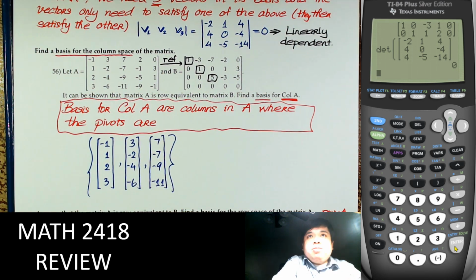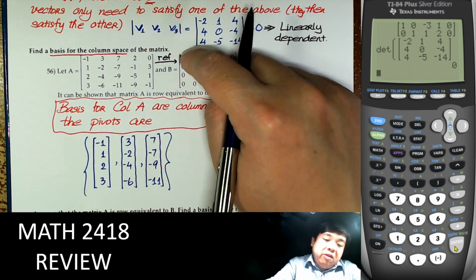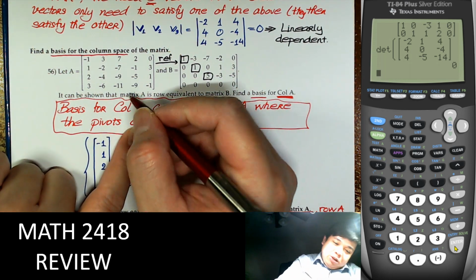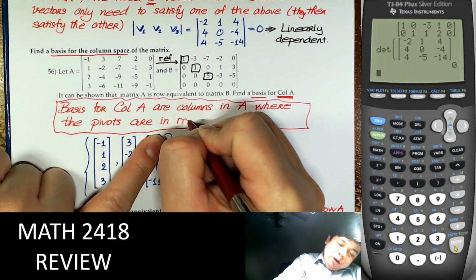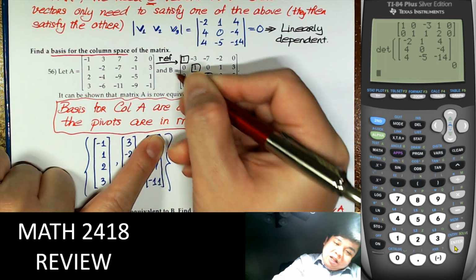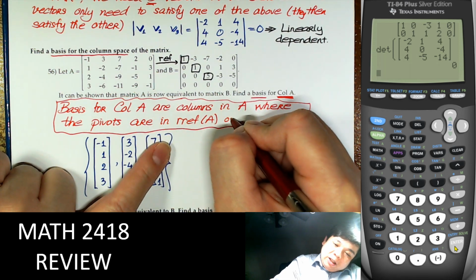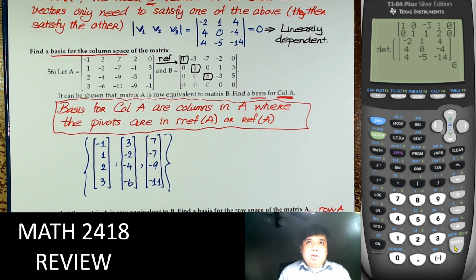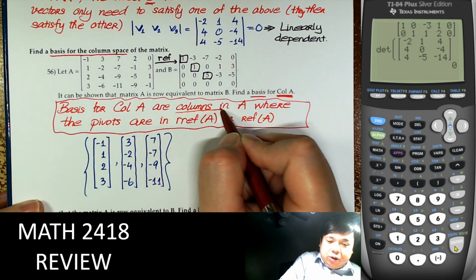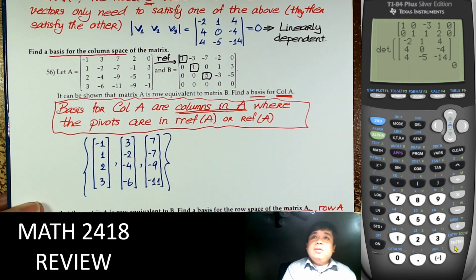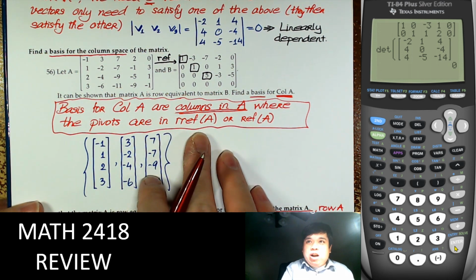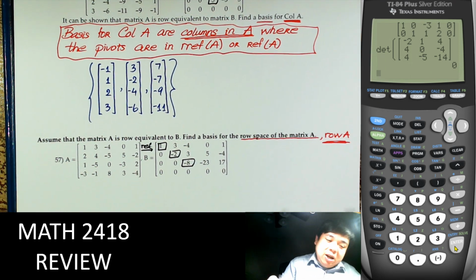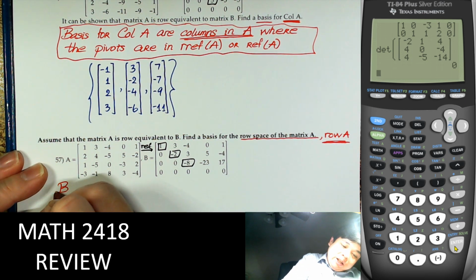So we have these three vectors. The vectors where the pivot columns are in the reduced row echelon form, where the pivots are, I should say, in the reduced row echelon form of A. In this case, of course, we can also use just row echelon form of A. So this is a column in the original matrix A, where the pivots in the reduced row echelon form of A. So watch out for that. Next, for row space of A, let me just write what we're looking for here.